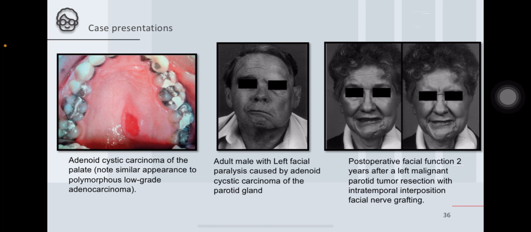These pictures show us a case presentation. The first one is adenoid cystic carcinoma of the palate, and it's very similar to the appearance of the polymorphous low-grade adenocarcinoma. This adult male with left facial paralysis was also affected by this tumor, and in these two pictures you can see the post-operative facial function after 2 years from the left malignant parotid tumor resection with intratemporal interpositioning facial nerve grafting. This is the end of my presentation.